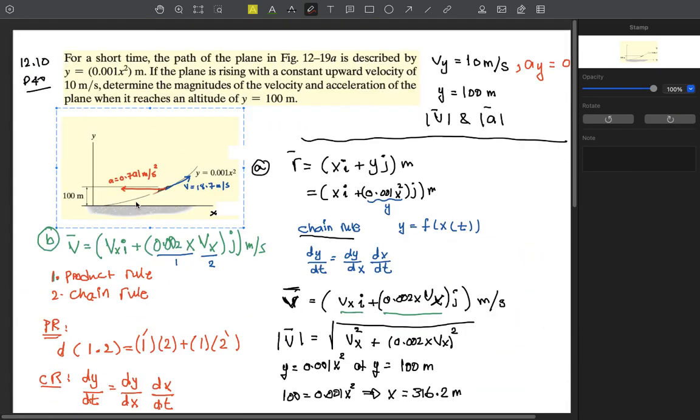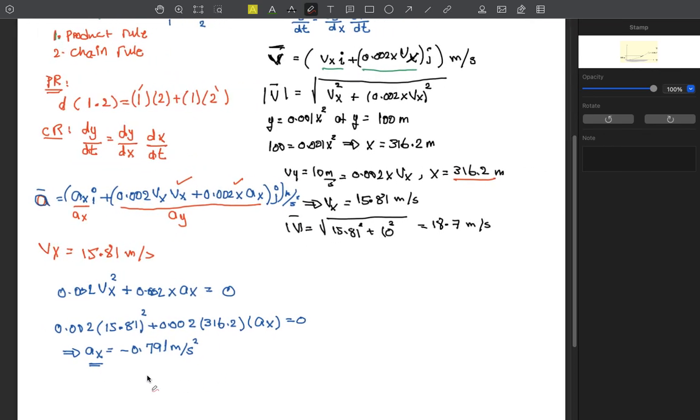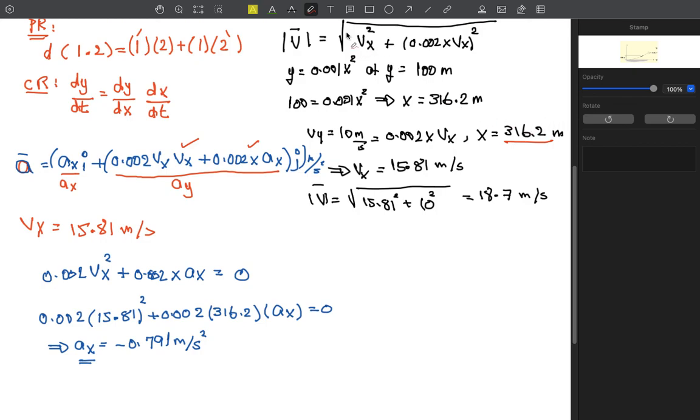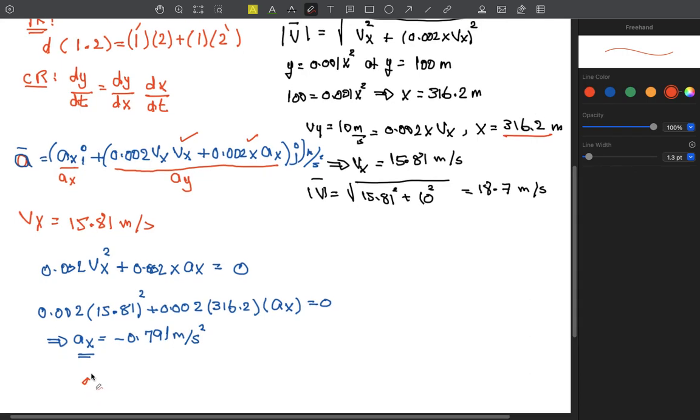But actually, we need to find the magnitude of the acceleration. We know it's actually the same, but we have to write it down here. The magnitude a equals the square root of ax squared plus ay squared. So this is minus 0.791 squared plus ay is 0. So this would be 0.791 meters per second squared. And that's it. We're done.